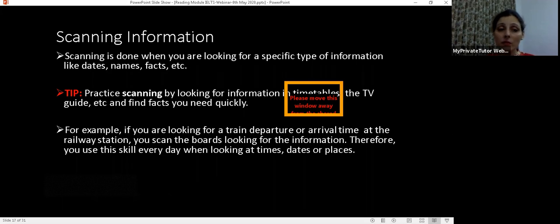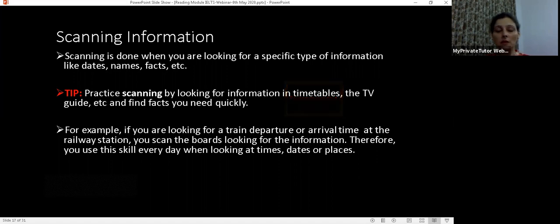Then scanning the information, how is it done? Scanning is done when you're looking for a specific type of information, like dates, names, facts, etc. But how are you going to locate it? By looking for the information, the timetable, the time guide, and finding the facts you need quickly. You have to practice a lot.